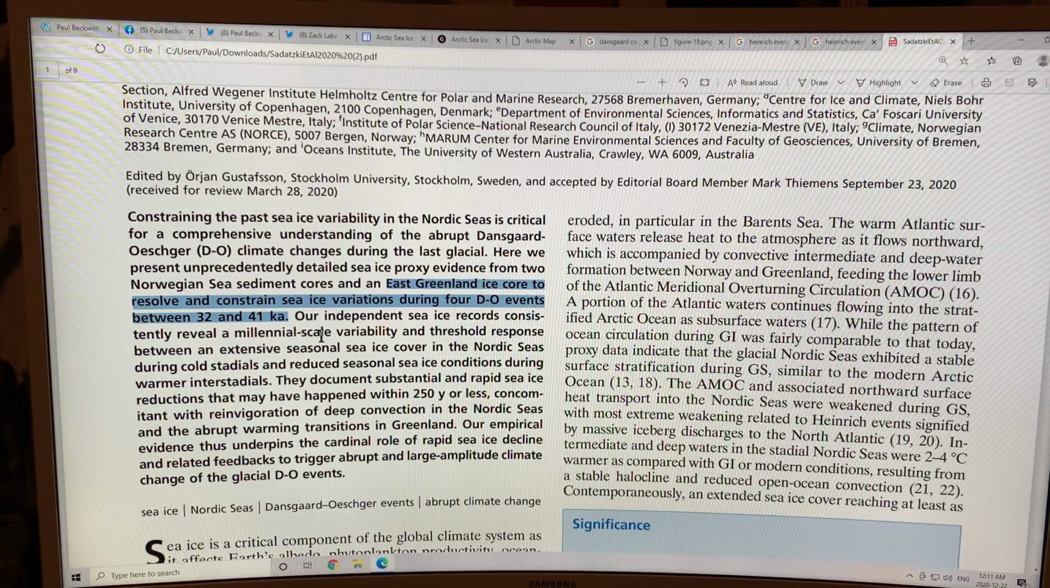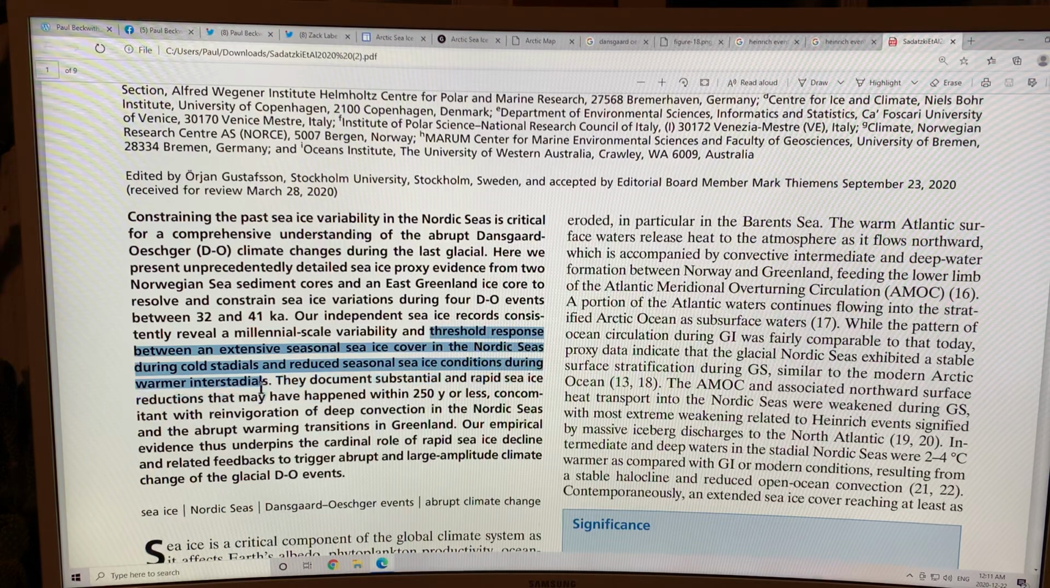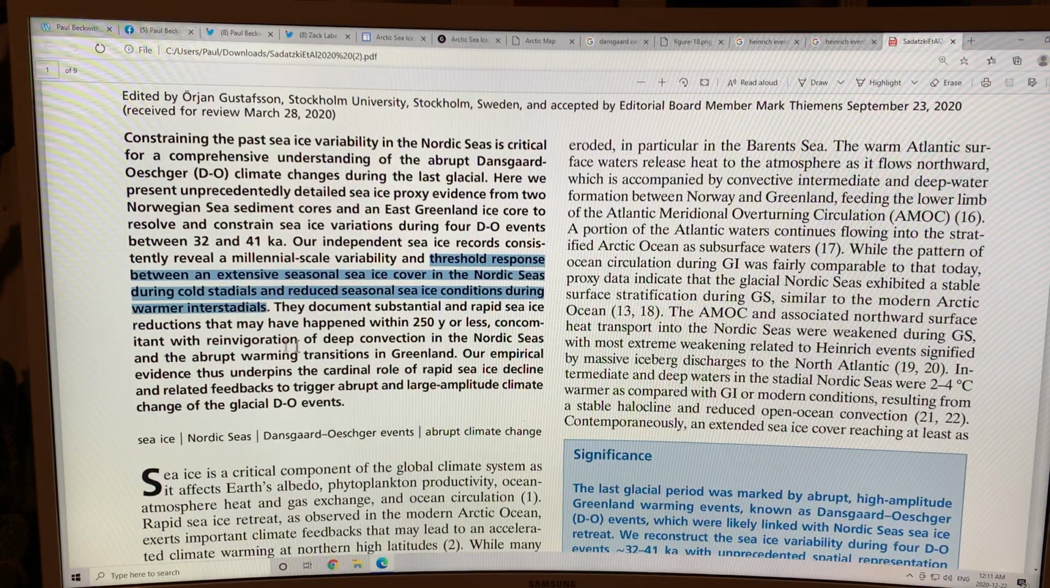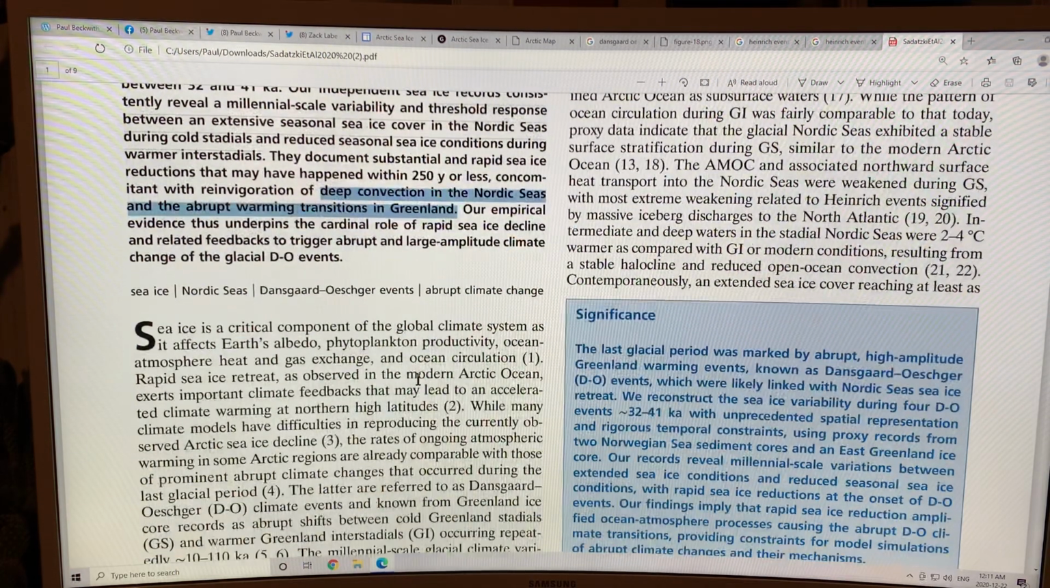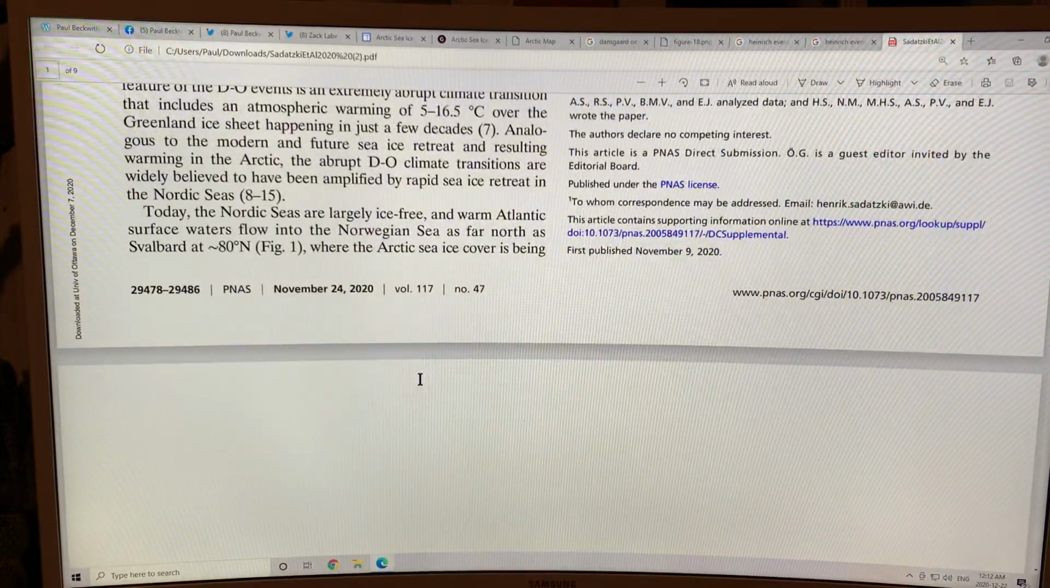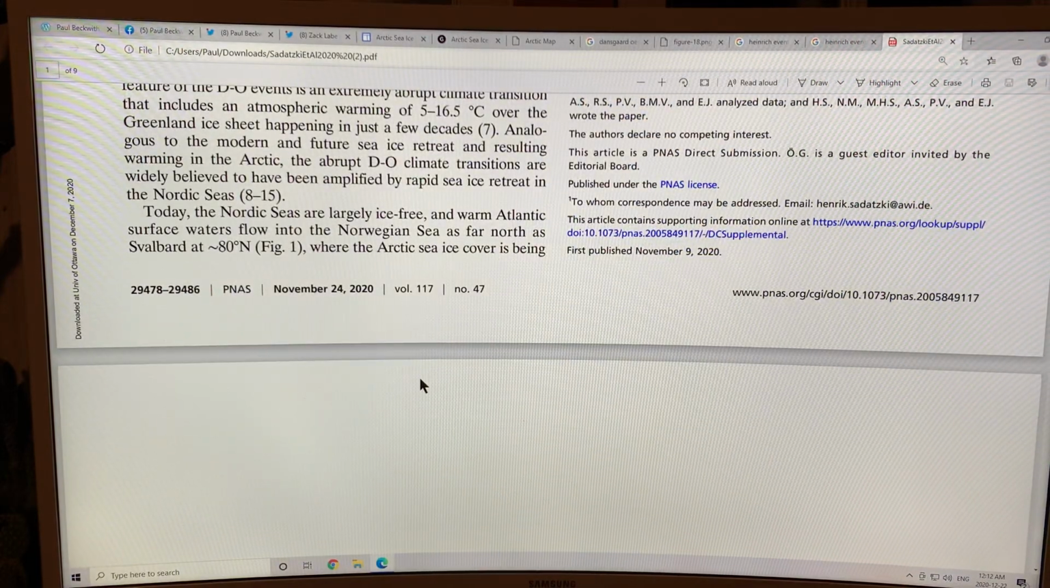thousand years ago. Okay, so what they found is there was some threshold response between an extensive seasonal sea ice cover in the Nordic Seas during cold stadials and reduced seasonal sea ice conditions during warmer interstadials. And then deep convection of the Nordic Seas changed as the seas were warming, and the abrupt warming transitions over Greenland occurred. Okay, so I'll look at the key figures.